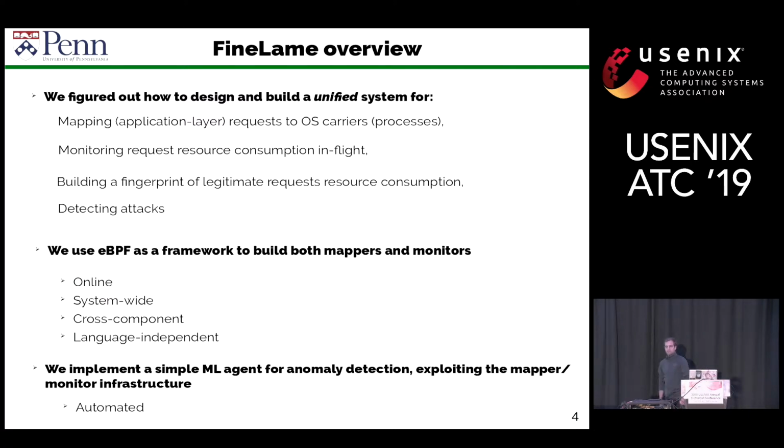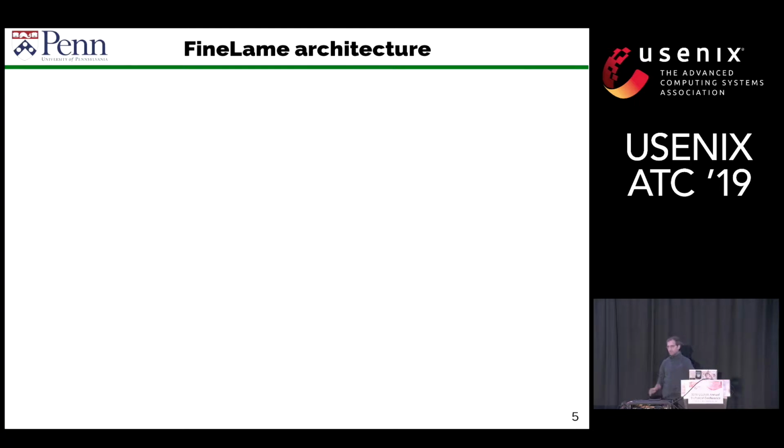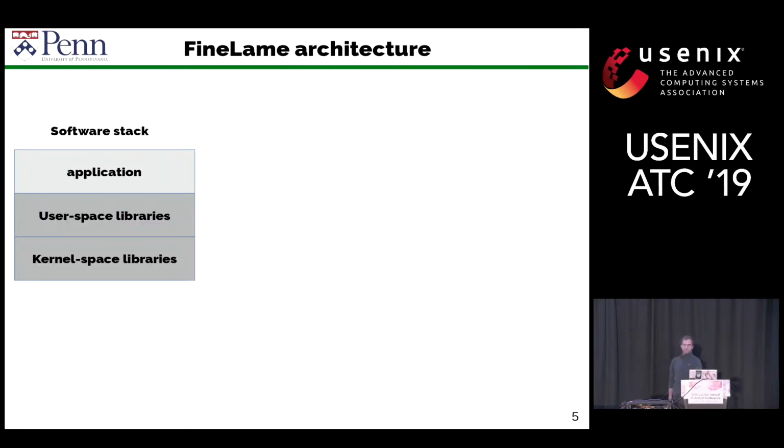For automated benefits, we bring a machine learning agent for anomaly detection, which exploits this infrastructure. So here are the main components of FineLame. I'd like you to consider a traditional software stack where you have an application running on top of some user space library, for example libc, and using some kernel space library to exploit the hardware. This is very standard.